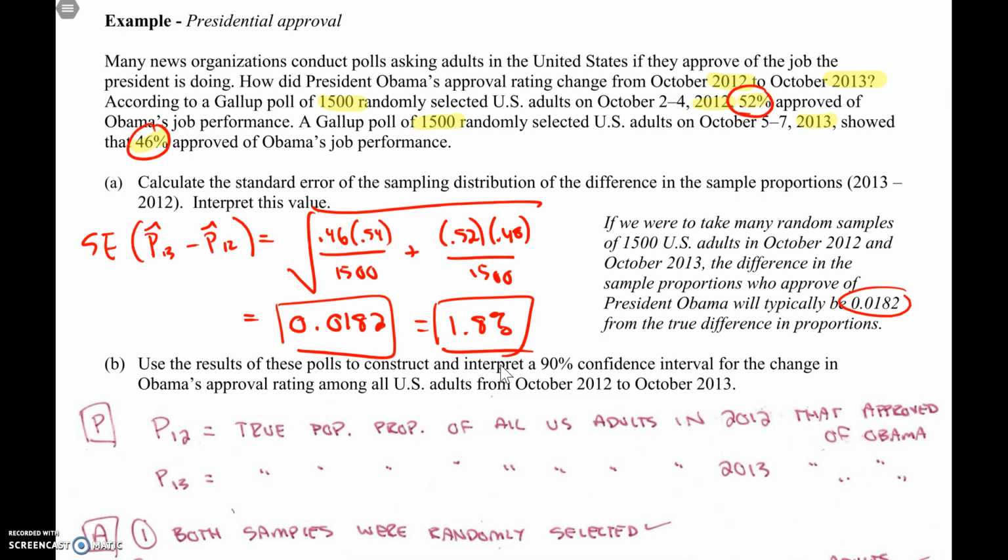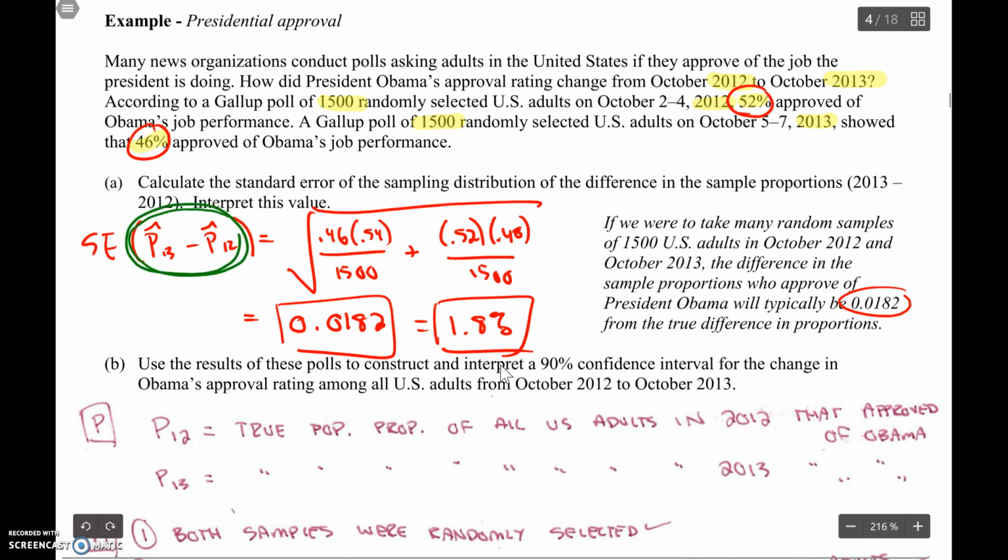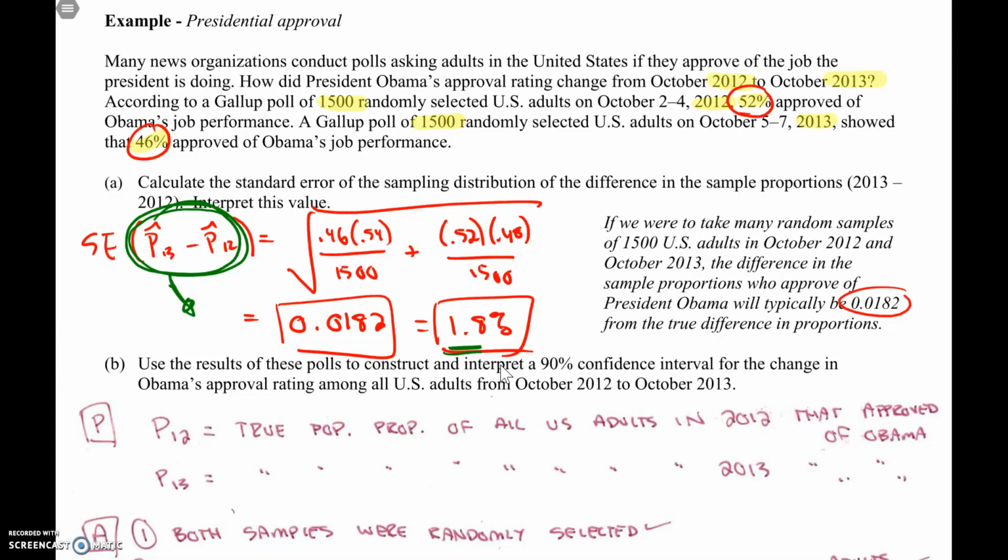It's an important value in statistics. When we estimate the difference in our sample proportions, these estimates will typically be 1.8 percentage points away from the true difference. Sorry, I misspoke. From the true difference in the proportions, not sample proportions. Our sample estimates will typically be this far away from the true difference in proportions.